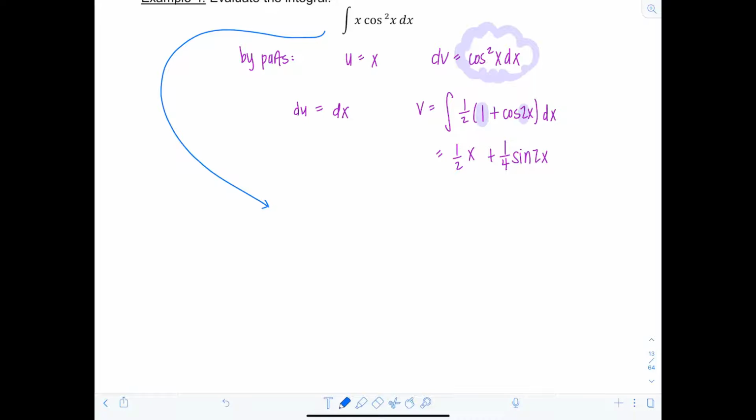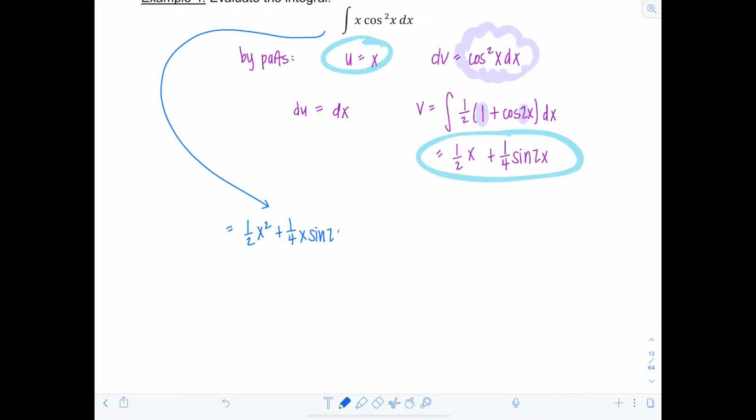So we have u times v. That comes outside the integral. So this is going to be 1/2 x squared plus 1/4 x sine 2x minus the integral of v du. So that was this product, u times v minus v du. That's what we integrate. So that's going to be 1/2 x plus 1/4 sine 2x dx.